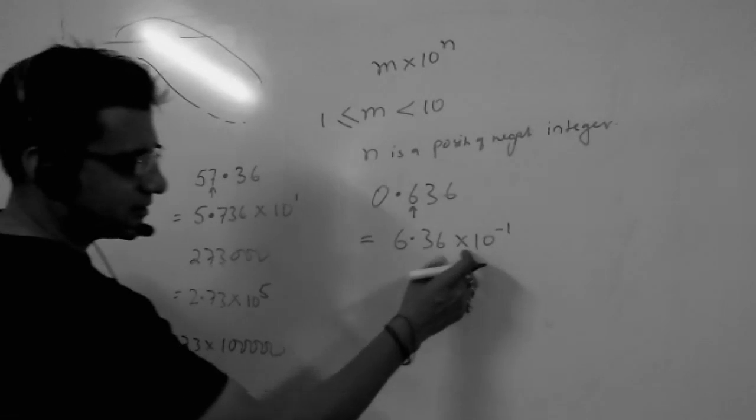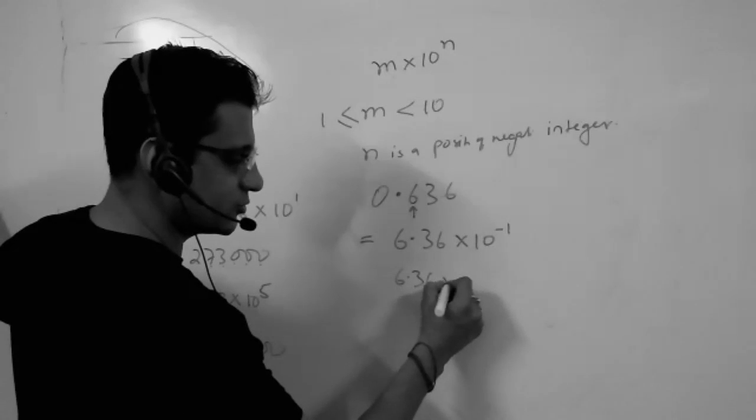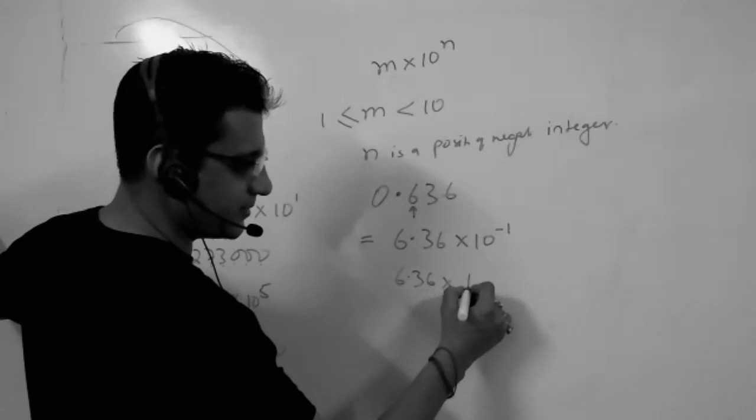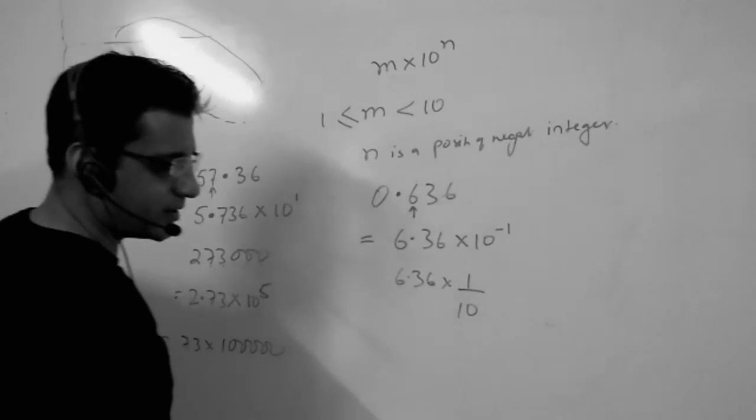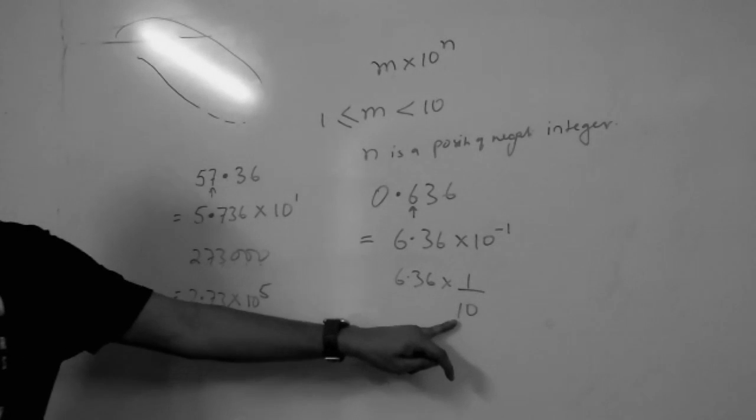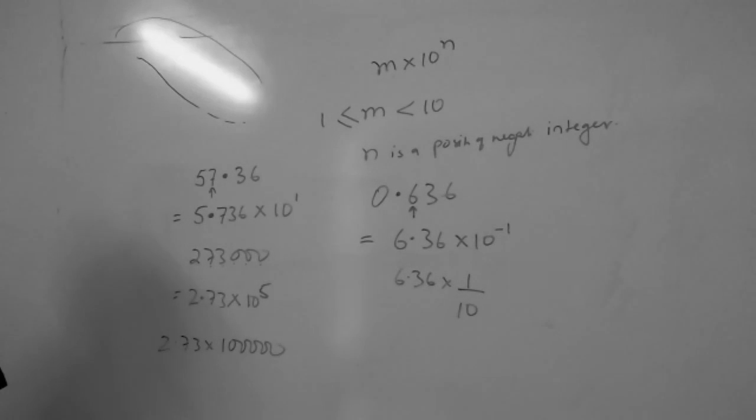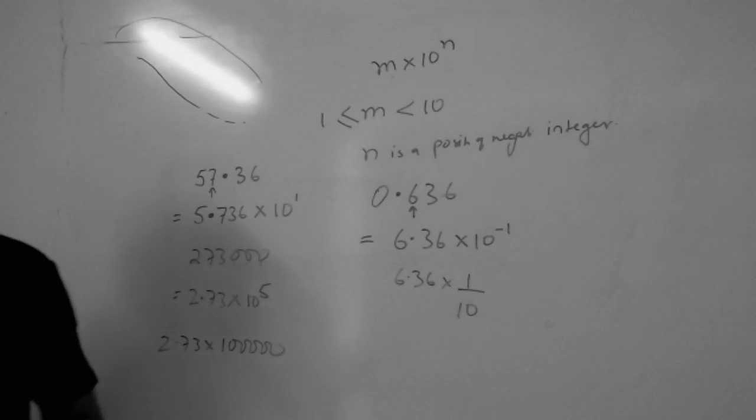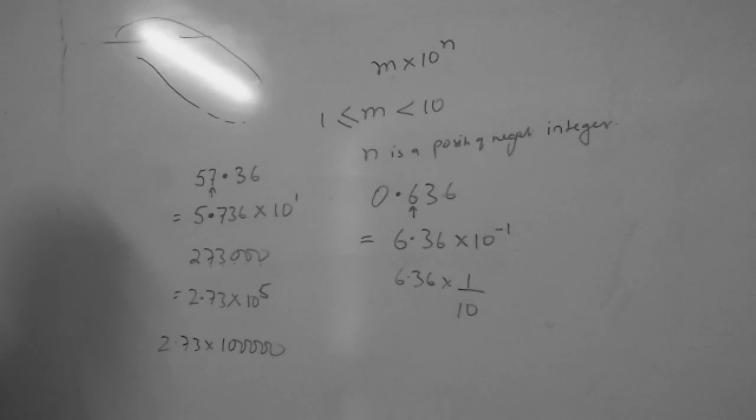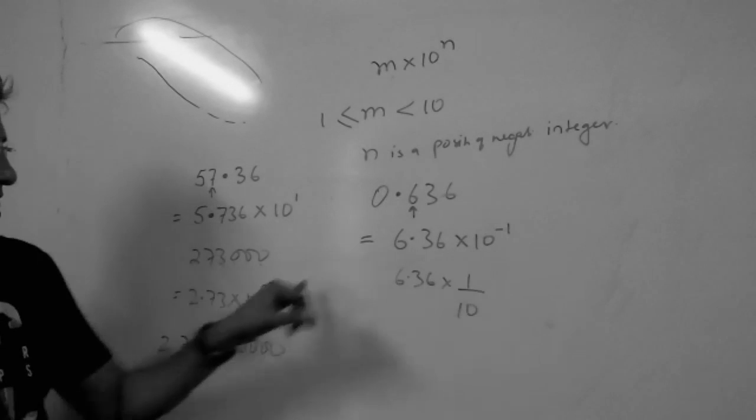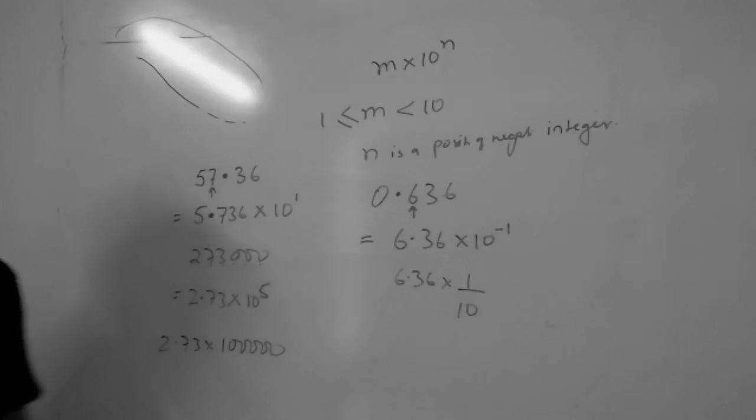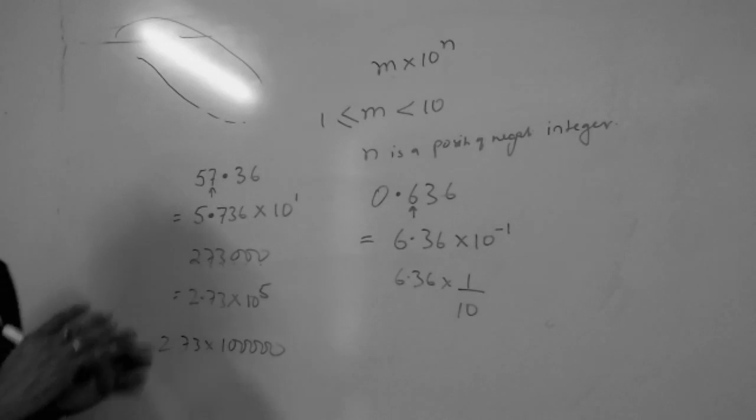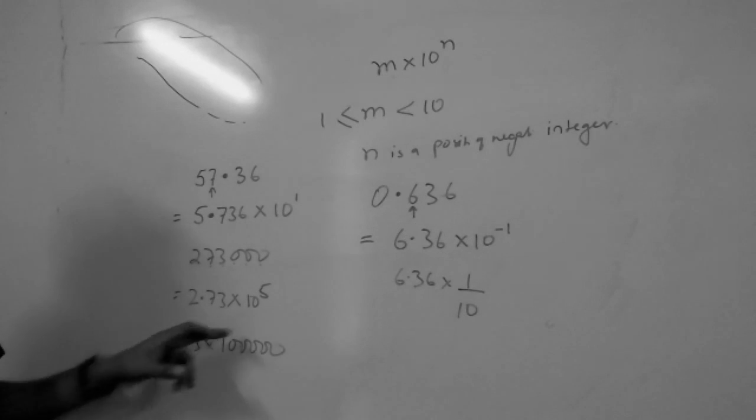In this case, 6.36 into 10 to the power negative 1. When you are dividing a number, will the number become big or small? Small. So it will be negative. You can have your own trick to remember when to make it positive and when to make it negative. I have given you 2 things: one is the left and right thing, and one is making the number big or small.